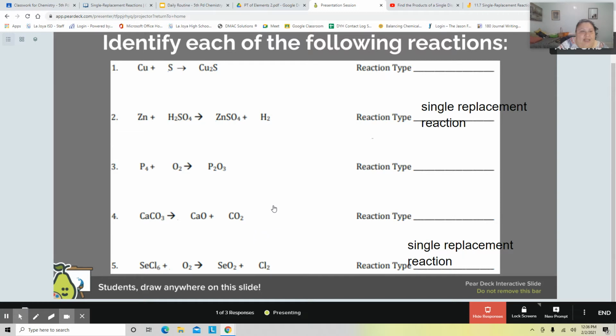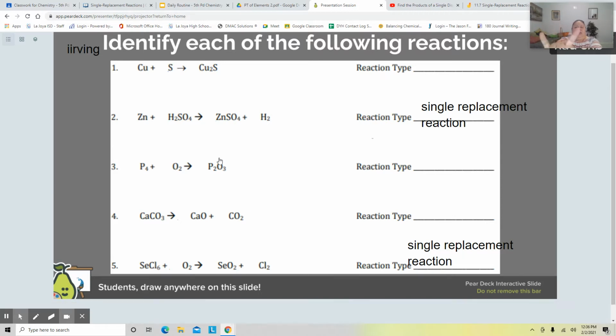Thank you. What about number 1, 3, and 4? Which one else? Thanks, Irvin. Okay. So that's it for single replacement. Now we're looking for the 2 remaining reactions, decomposition and combination reaction.